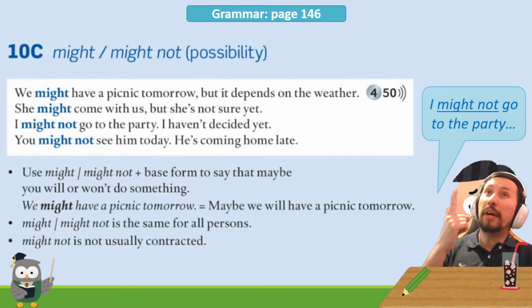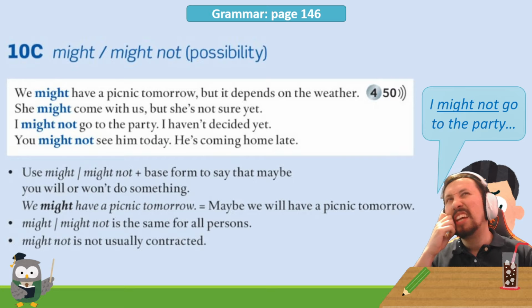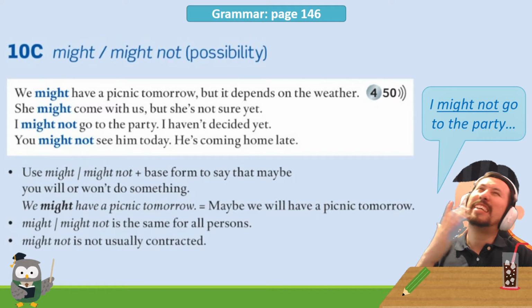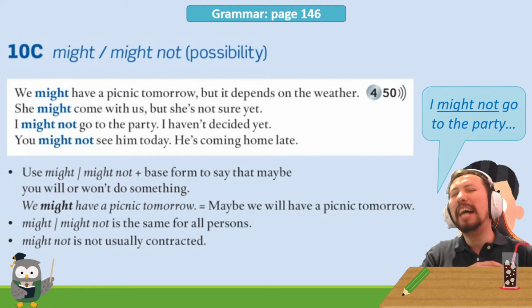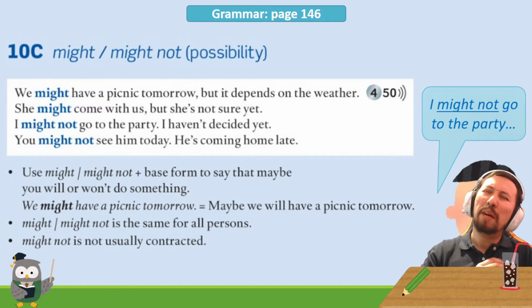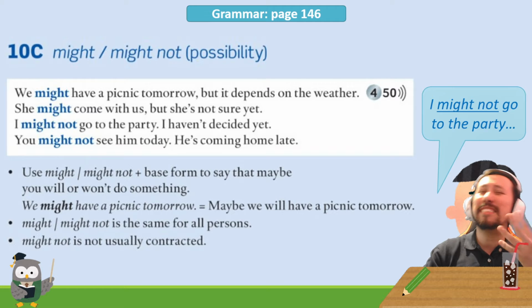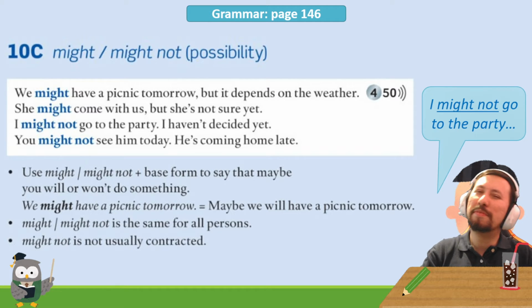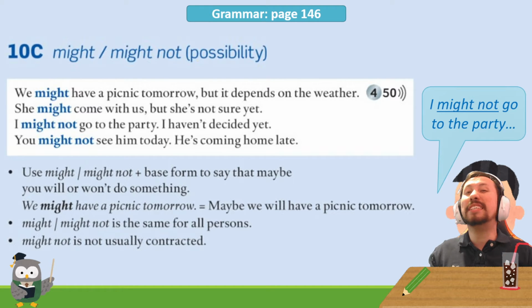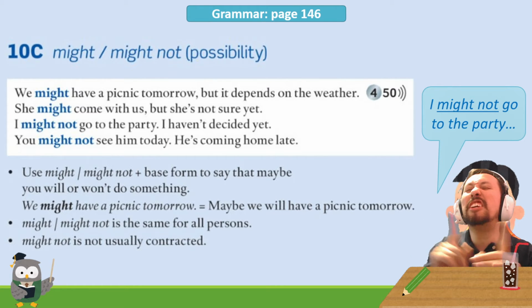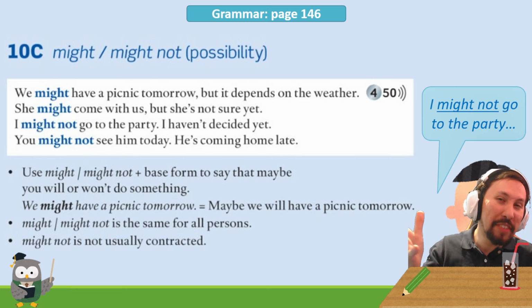So, for example, I can say, you know what? I might not go to the party. Or yeah, maybe I might go. But I might just stay at home. Might. So when you use that word, you express possibility. You are not sure. It's a possibility.